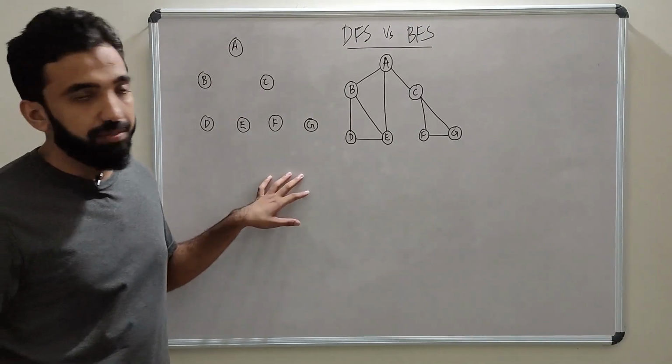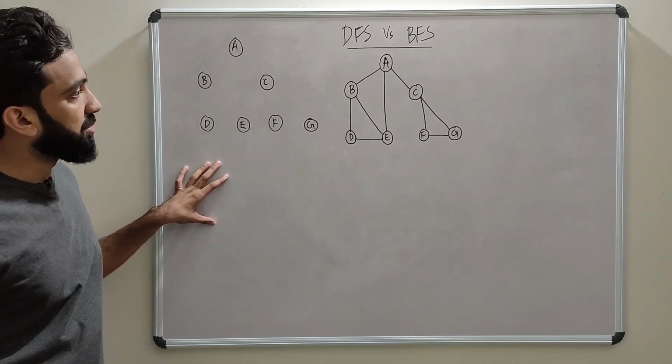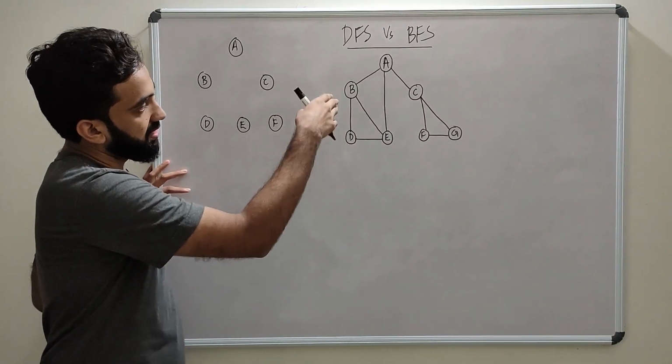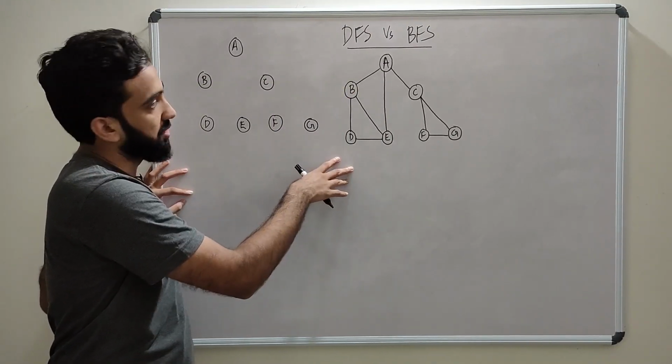First, we look into DFS. So DFS is depth first search. That means the algorithm searches for the nodes in a depth-wise manner. So it will go deeply as long as possible.